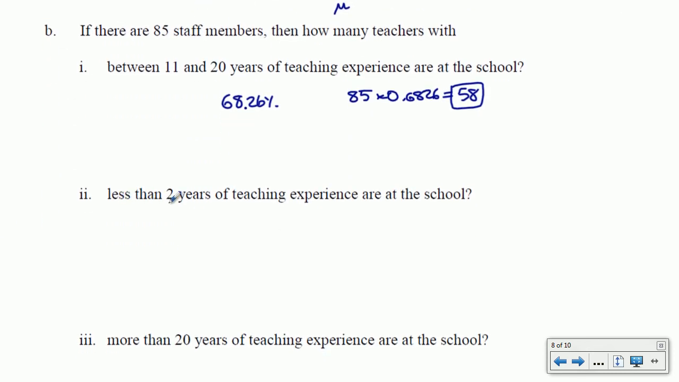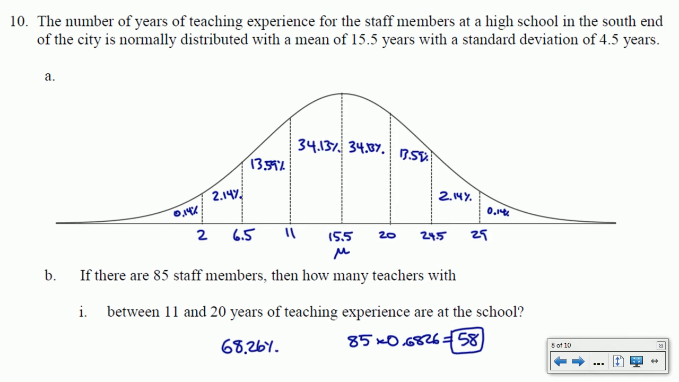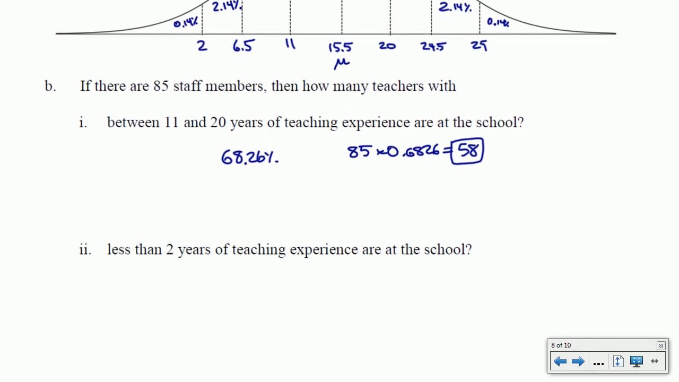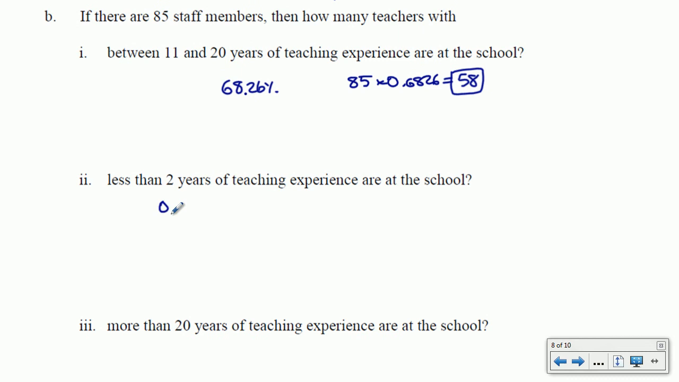Next, we're looking at how many have less than 2 years of teaching experience. Looking at our diagram, less than 2 years here, 0.14% have less than 2 years. So now we need to figure out 0.14% of 85. So 0.14% as a decimal, we need to divide that by 100. So we get 0.0014. That's the number we need to multiply by 85. And that gives us a number of 0.119. So that's basically no teachers.